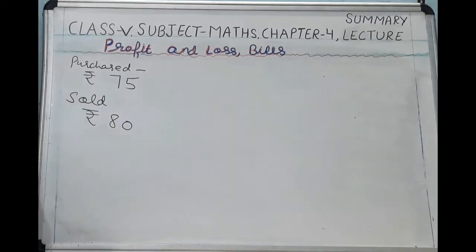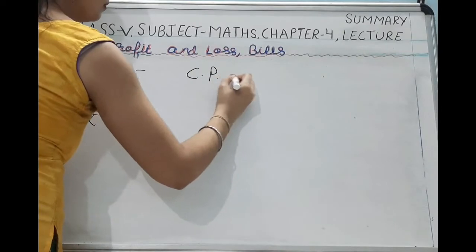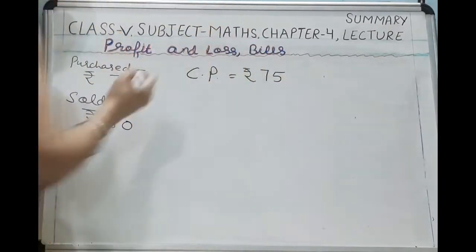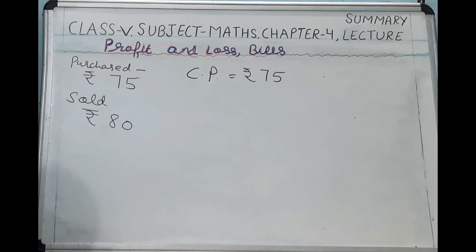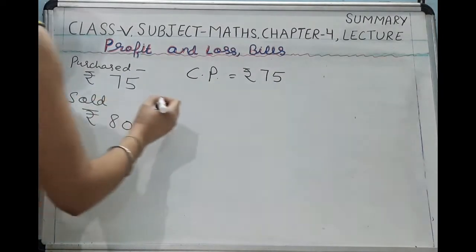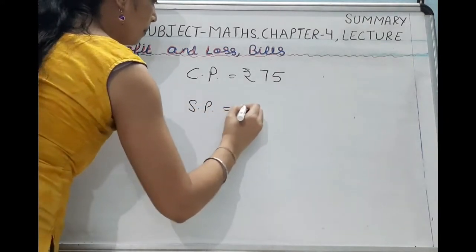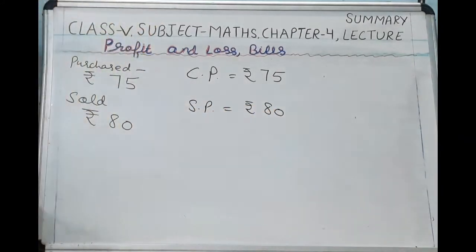Now what happened in this deal? I purchased it for rupees 75, so this is my cost price. And I sold it for rupees 80. It is my selling price. So what have you understood from cost price? The price at which a man or a person buys the goods is called cost price, and the price at which a man or person sells goods is called the selling price.